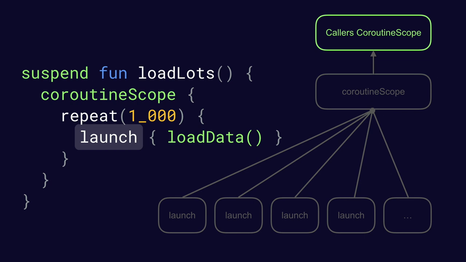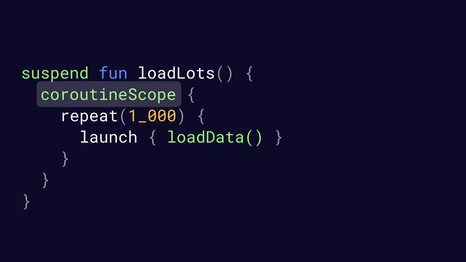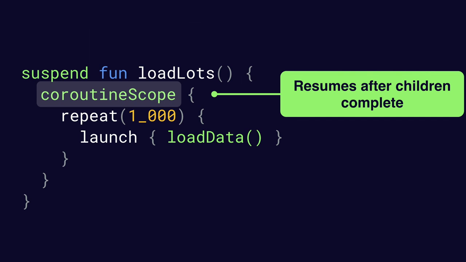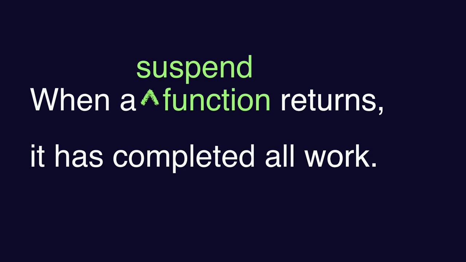So the key concept right here is that this coroutine scope will only resume after all of its children are complete. So it's going to hold on, and it's going to keep this coroutine from moving past this function until all of the work that this function has created has been completed. And this gives us that guarantee that when a suspend function returns, all of its work is completed.